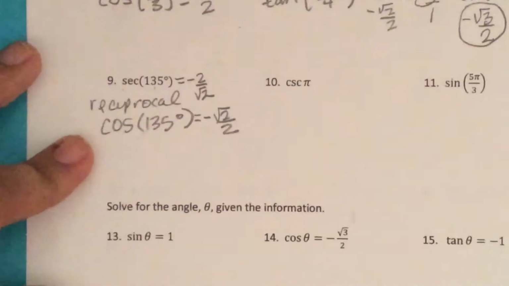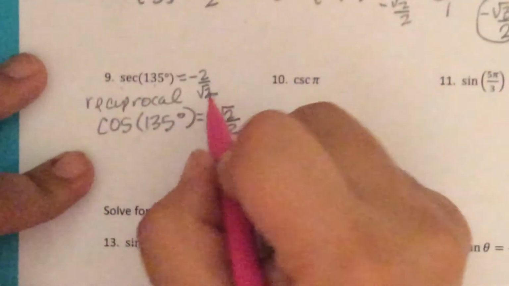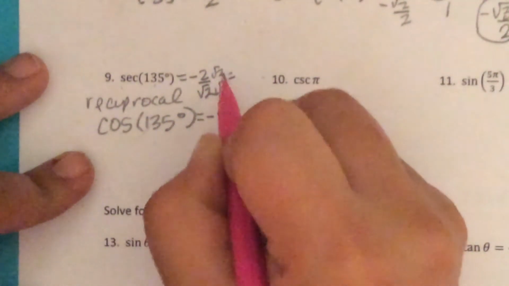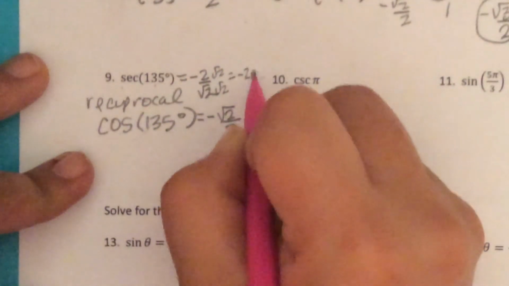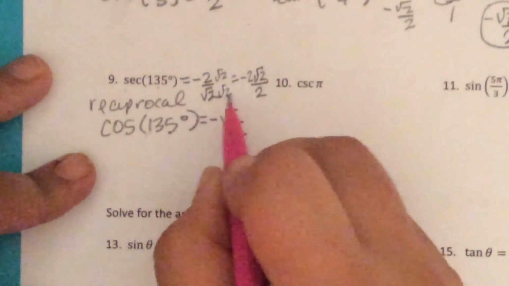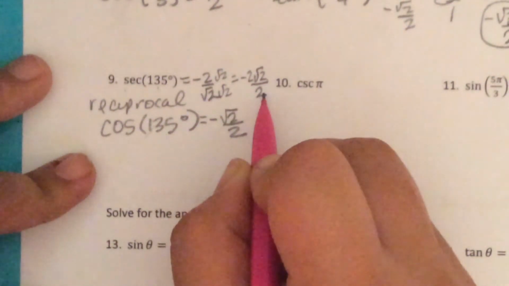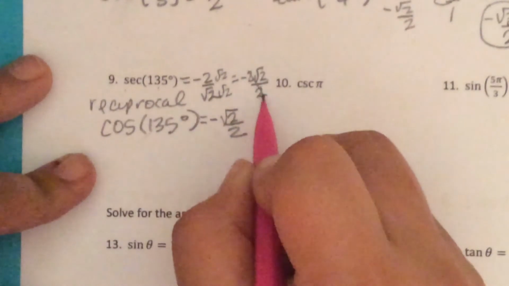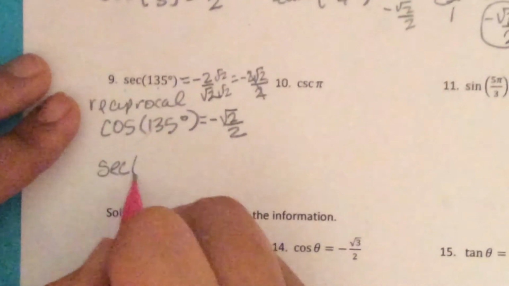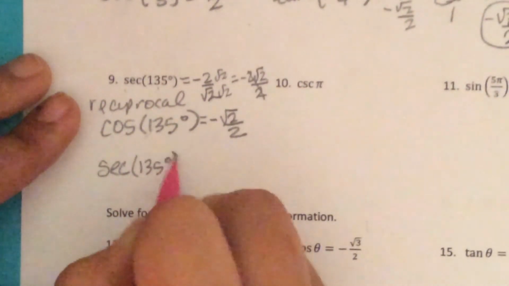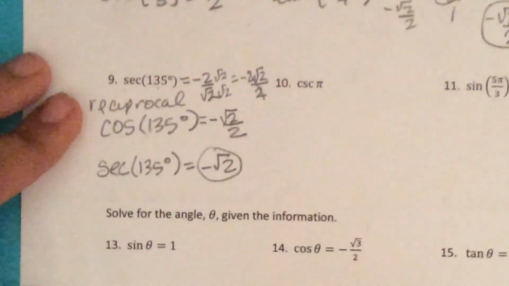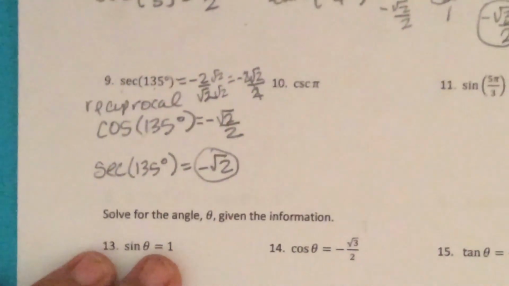Now usually you shouldn't have the square root on the bottom, so we're going to multiply the radical top and bottom. So that's negative 2 square root of 2 over 2. So that's 2 times 2 is 4, and the square root of 4 is 2. So then the 2's cancel. So you're going to end up with the secant of 135 degrees is going to be negative square root of 2. That's your simplified radical form right there.